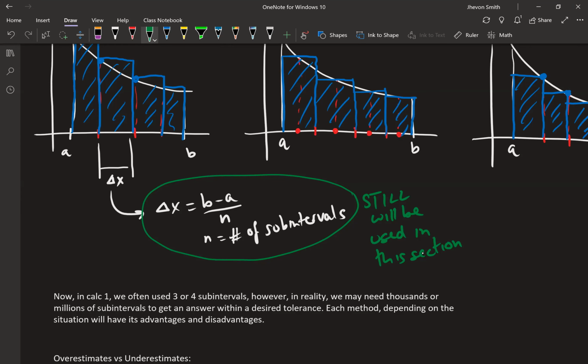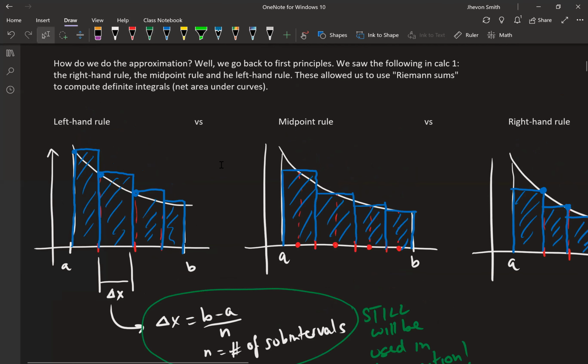It's something that was defined for you in an earlier class, but it is an equation that I do expect you to still remember, the fact that delta x is (b minus a) over n, right? So this was an idea. This is how we were computing integrals before, right?